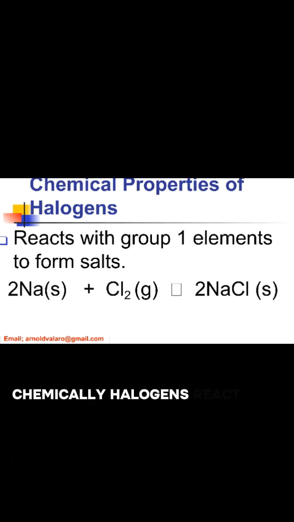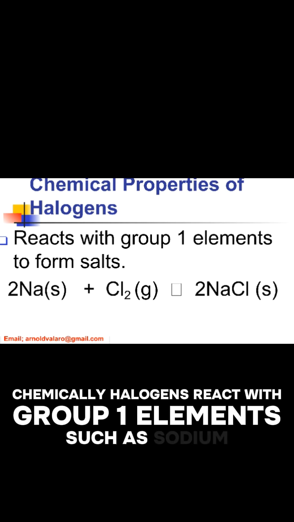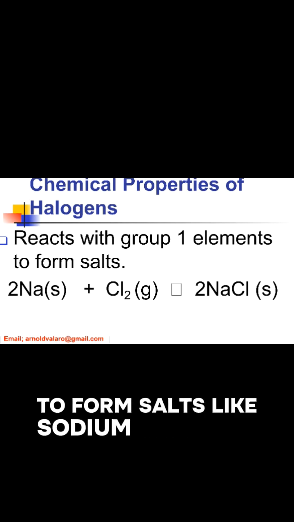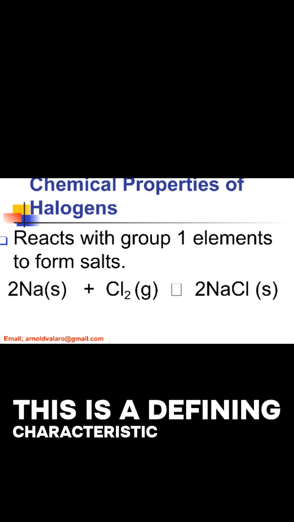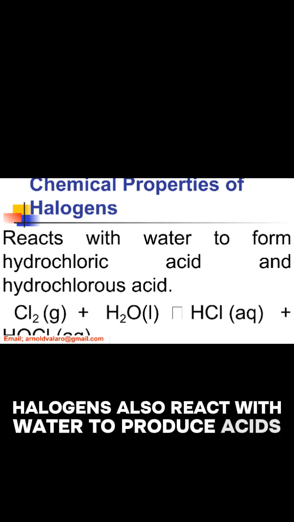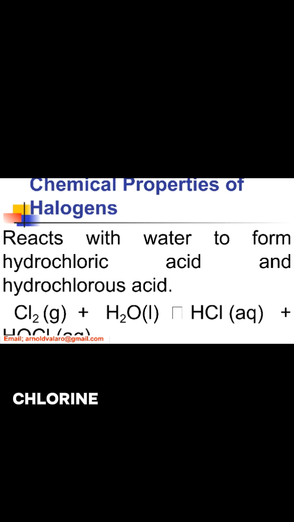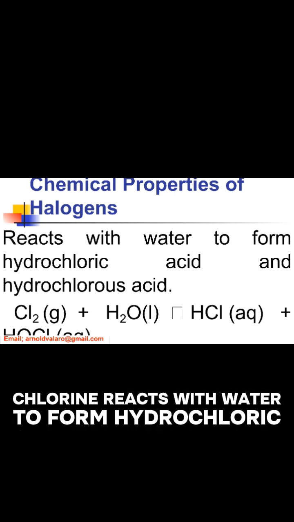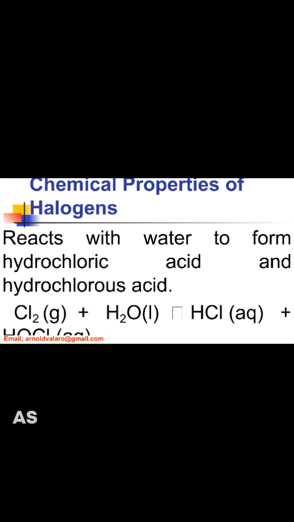Chemically, halogens react with group 1 elements, such as sodium, to form salts like sodium chloride. This is a defining characteristic of halogens. Halogens also react with water to produce acids. For example, chlorine reacts with water to form hydrochloric acid and hypochlorous acid, as shown in the equation.